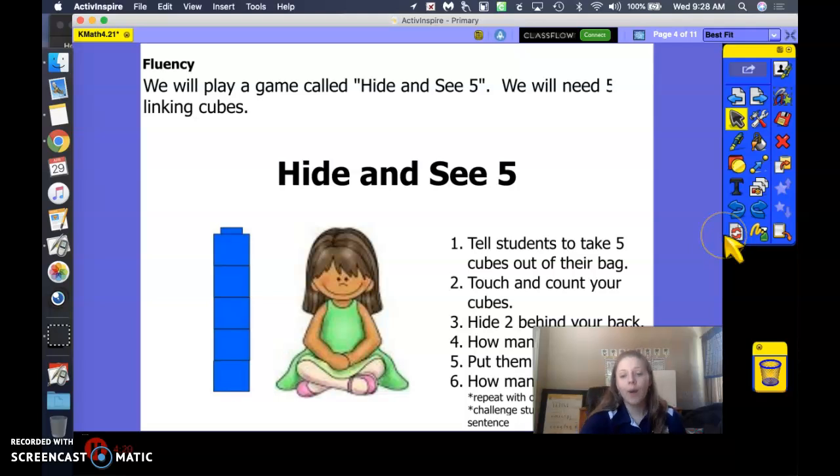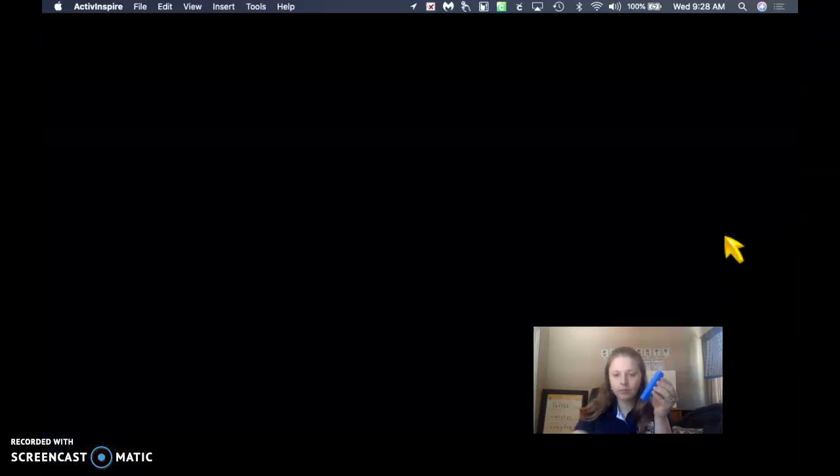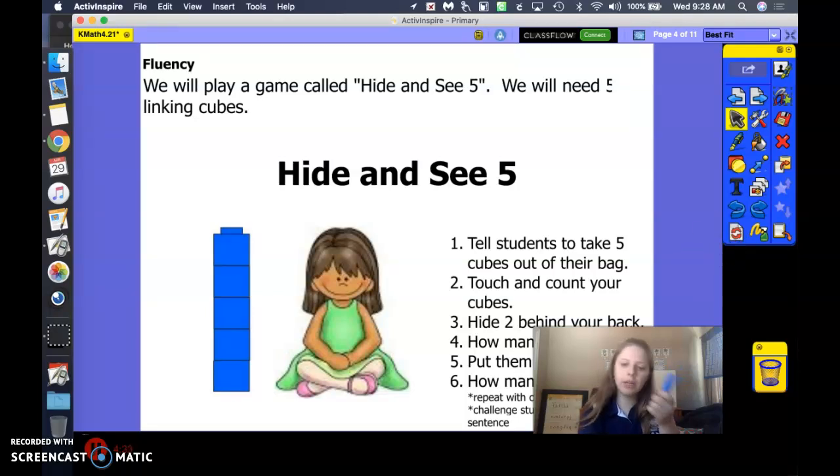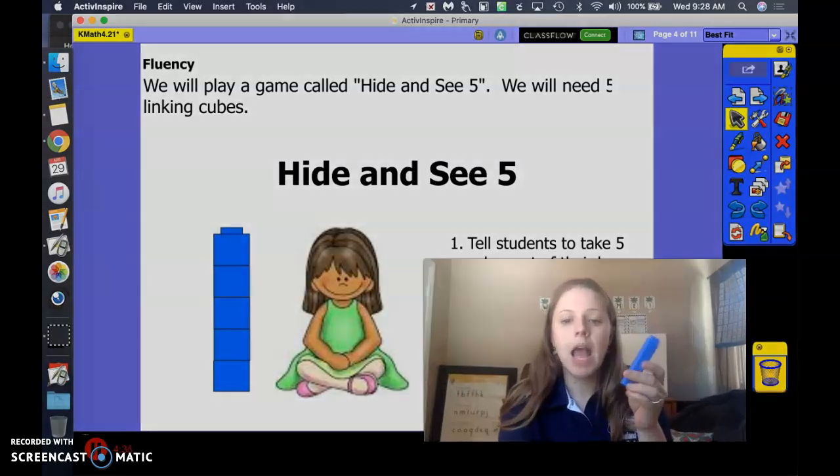All right. We are going to play one more game, and this is another game that you can play at home with your family. So we're going to play hide and see 5. So you can get out 5 cubes, like me. You can use blue, green, whichever kind of cubes you have, and you're going to show your family member how many you started with. So we started with 5, and we're going to say, how many did I put behind my back?